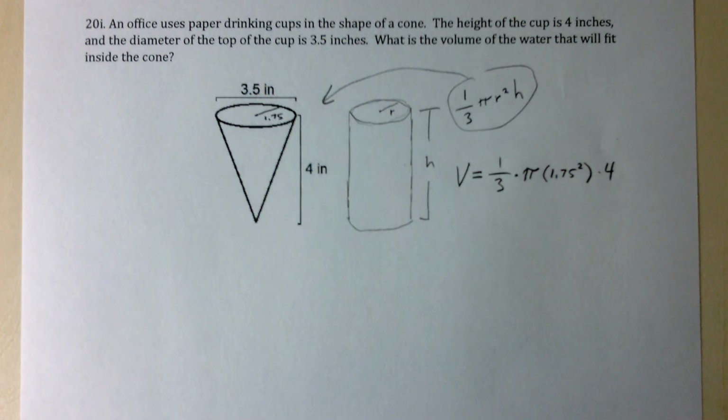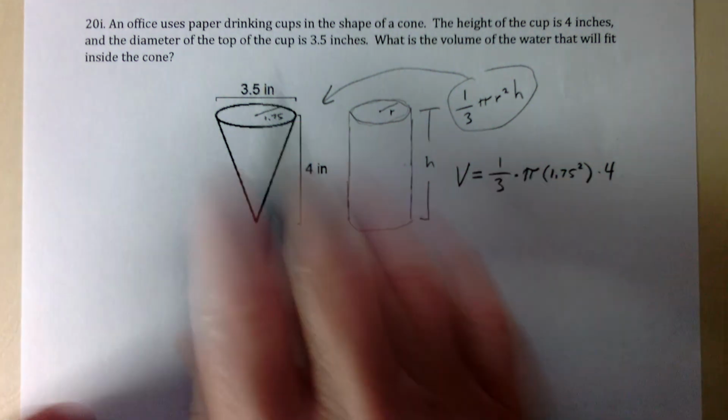I'm just going to crunch that out in the calculator. I'm going to use the calculator's value of pi times, and then I'm going to do the 1.75 squared. I'm going to put that in parentheses just to make sure it doesn't throw the pi in there. I don't want to square the pi. And then times 4. That gets me a number, and then I'm simply going to take 1/3 of that. So I'm going to divide that by 3, and I end up with 12.828.